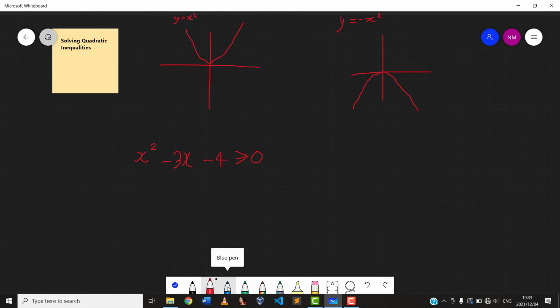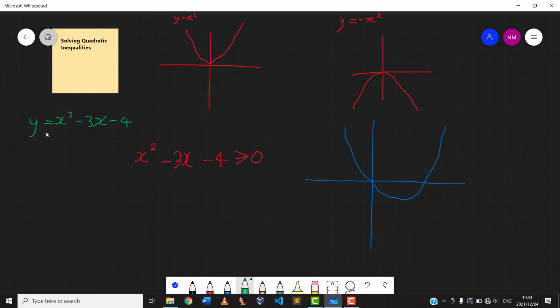If we were to represent this visually, it would be something like this. I don't know exactly where it intercepts, but it's a smiling face with some of it underneath the x-axis. So that's all that matters right now. x squared minus 3x minus 4 basically just represents a y value, right? Like you can say over here y equals x squared minus 3x minus 4.